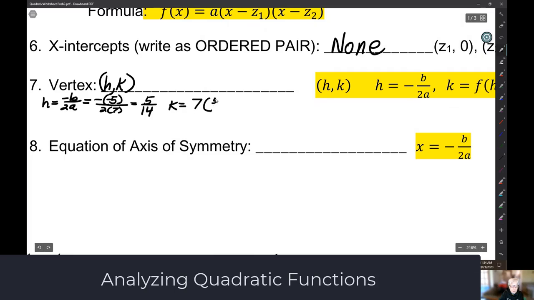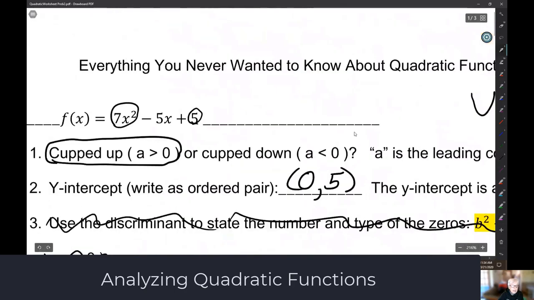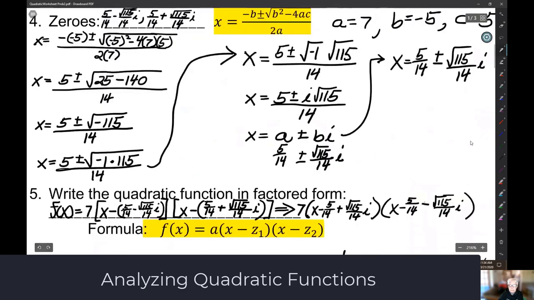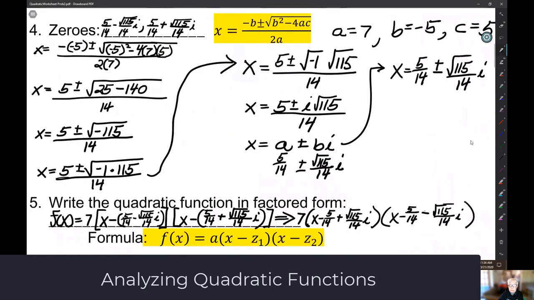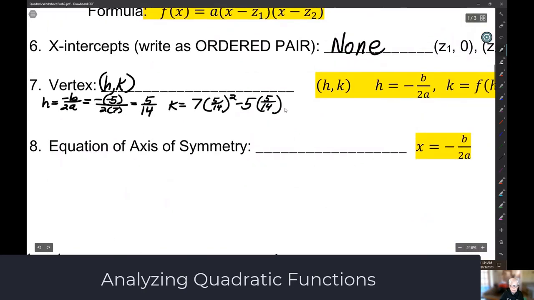k is going to equal 7 times 5 fourteenths squared minus 5 times 5 fourteenths plus 5. And you bet I'm going to use my calculator.